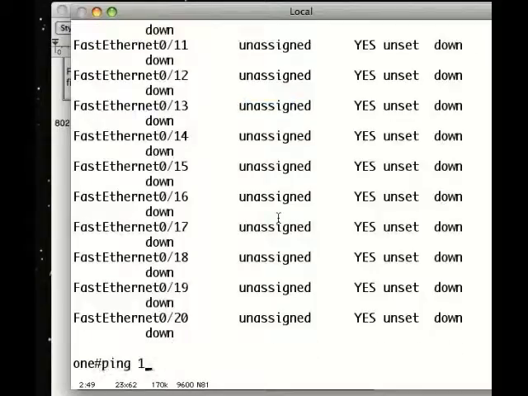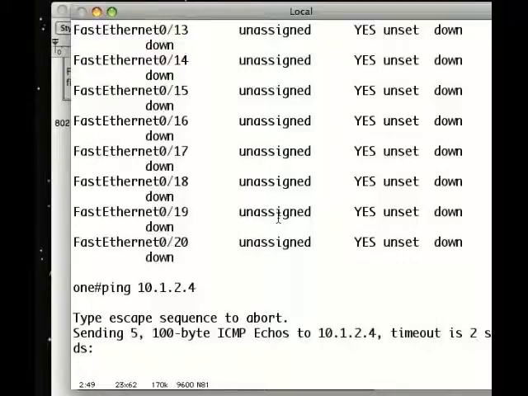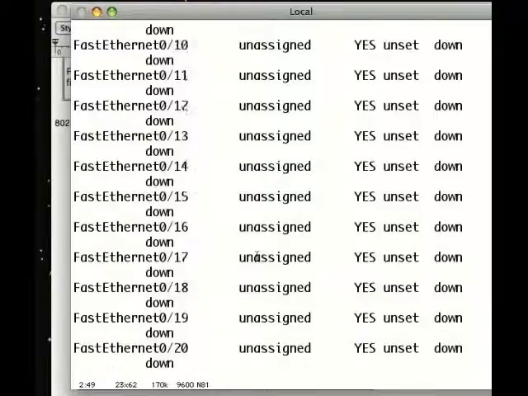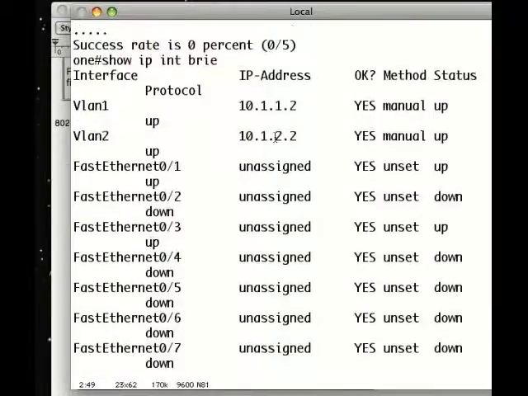Ping 10.1.2.4. It helps when you ping the right IP address. So I am able to ping 10.1.2.4, and that ping is actually going out on VLAN 2. So this is interesting. The 2960, even though it's not a router, allows you to configure multiple IP addresses on multiple VLANs, but it won't route between them.